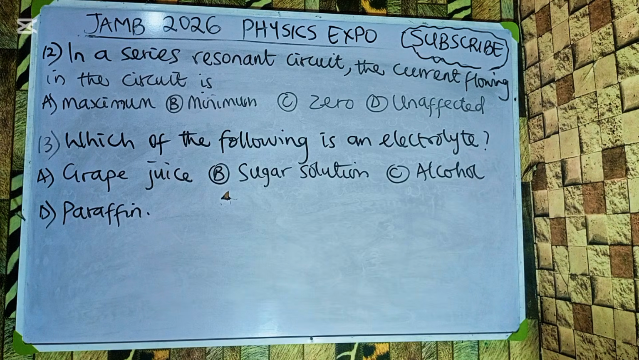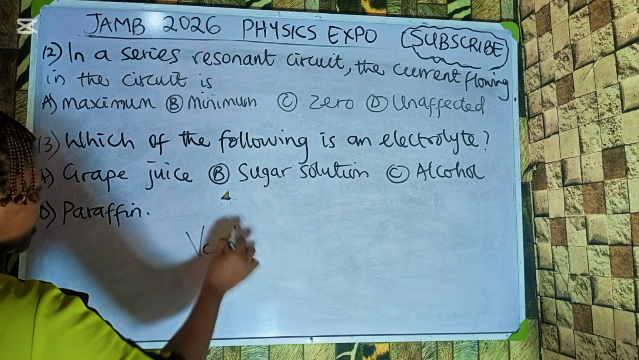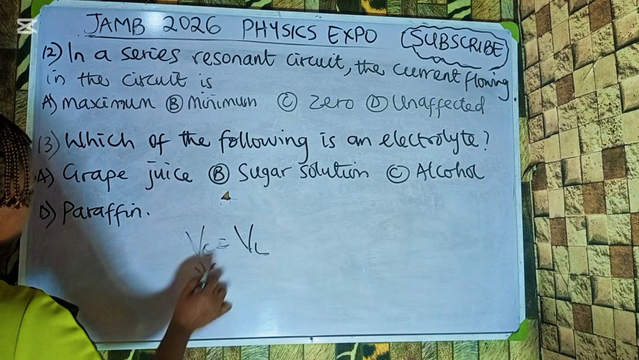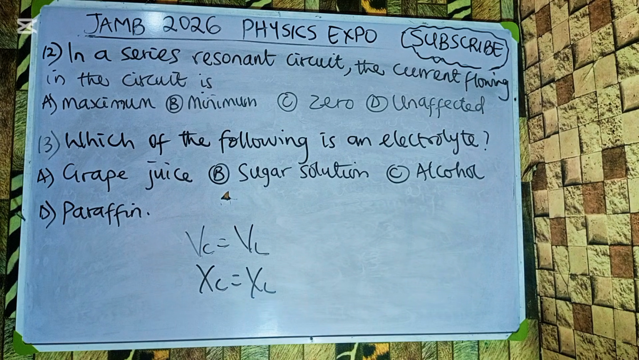Question 12. In a series resonance circuit, the current flowing in the circuit is what? Option A, maximum. Option B, minimum. Option C, 0. Option D, unaffected. So at resonance, you must note that the current is maximum, okay? And also at resonance, VC equals VL, right? And XC equals XL. Is that clear? So the correct option is option A.